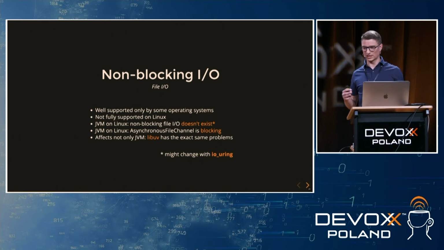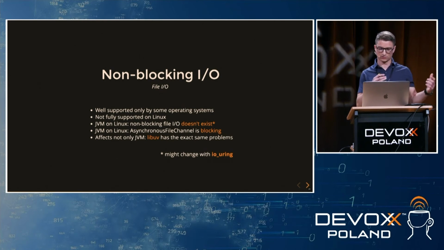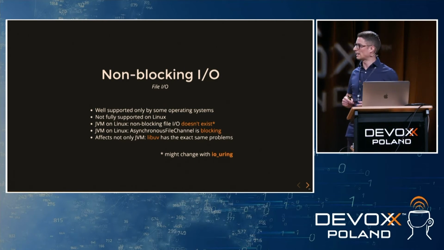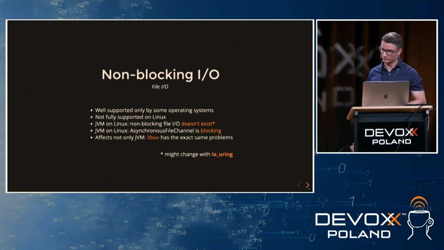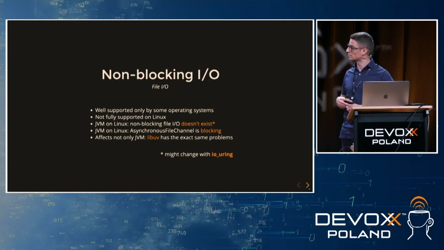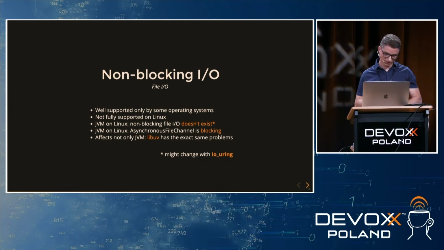And as I said, all of that might change because Linux, for around 2 years, has a new kernel module called io_uring, which solves the problem of non-blocking file-based operations on Linux. But the JDK doesn't use it yet. But the people behind Netty are already doing a lot of experiments with using io_uring directly on the JVM. So hopefully, in the future, we will have io_uring being a part of the JDK internals.